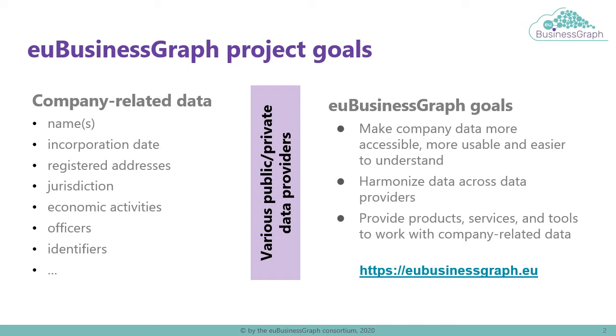One of the goals of euBusinessGraph was to make the company data more accessible, more usable, and easier to understand. We also wanted to harmonize data across data providers. So meaning that we wanted to find a common way of representing basic data such as name, the incorporation date, registered addresses, jurisdictions, economic activities, officers, identifiers, and so on. Finally, we wanted to provide products, services, and tools to work with company-related data.